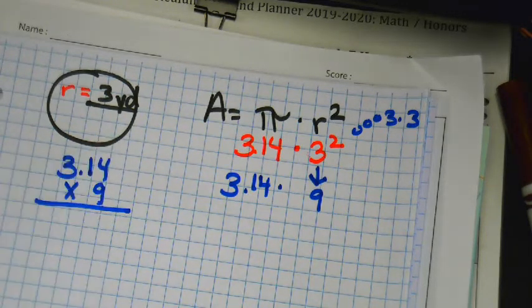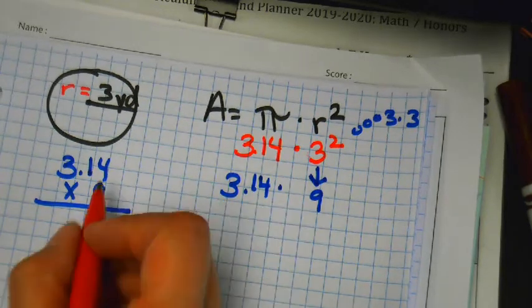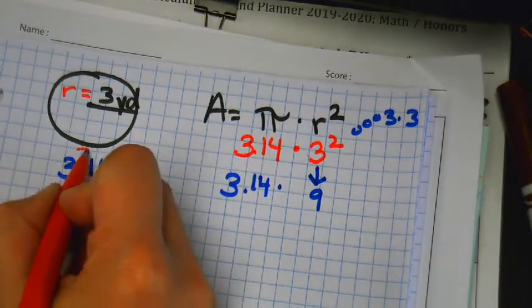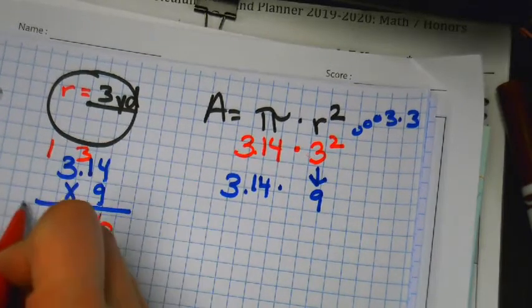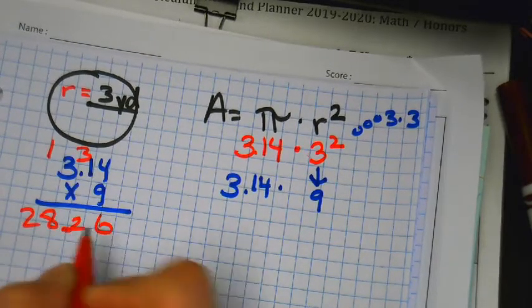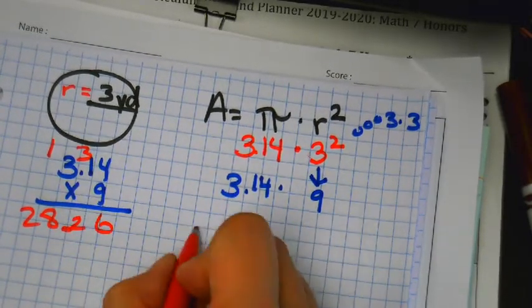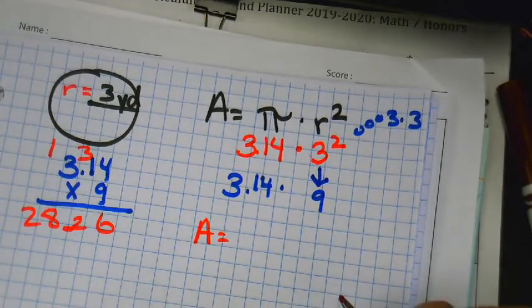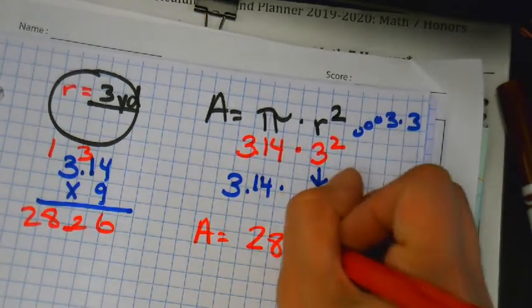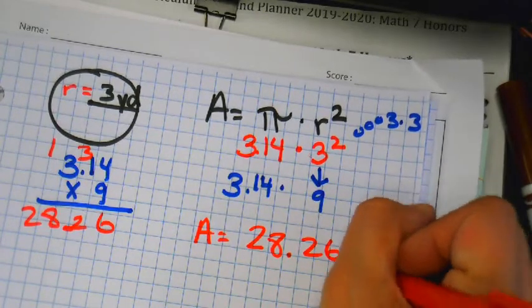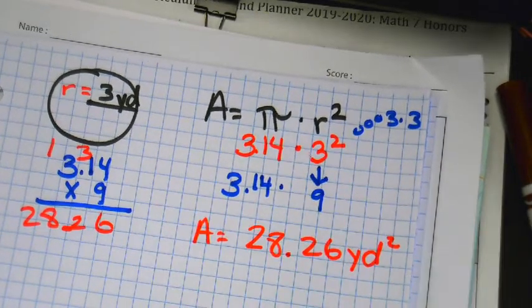It's yards. It's just squared. Okay. Area is equal to 28.26 yards squared. Yes, we're okay with that?